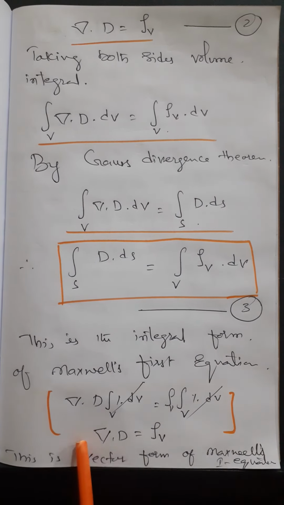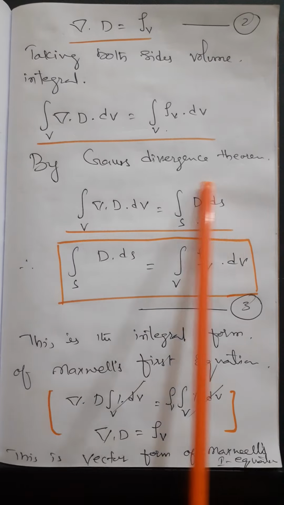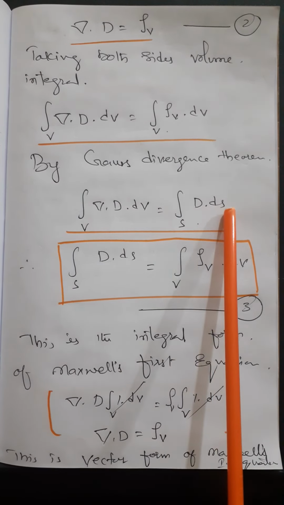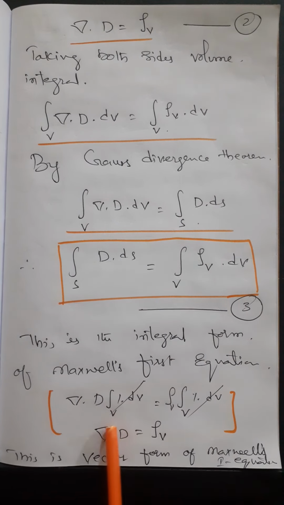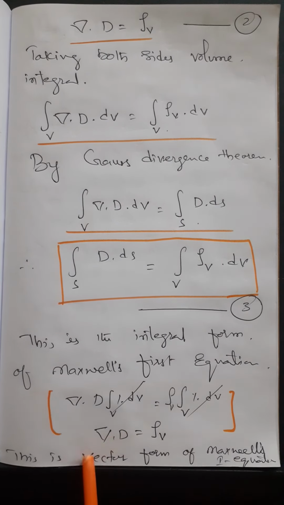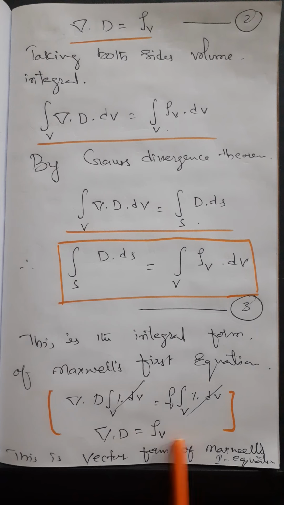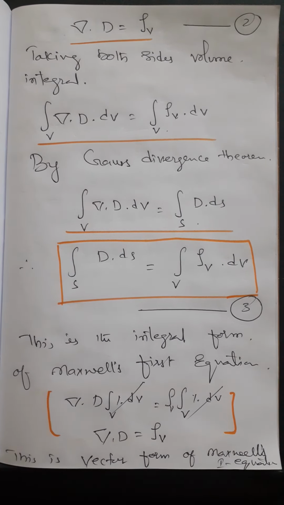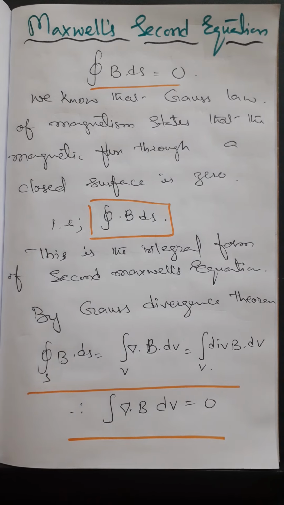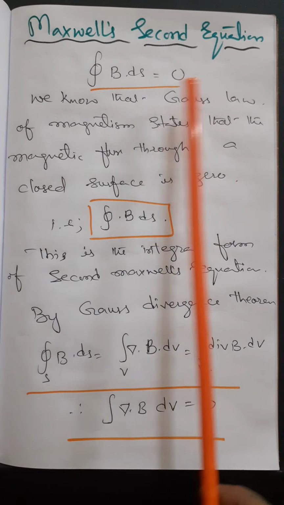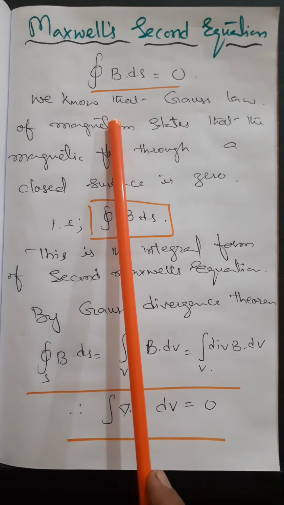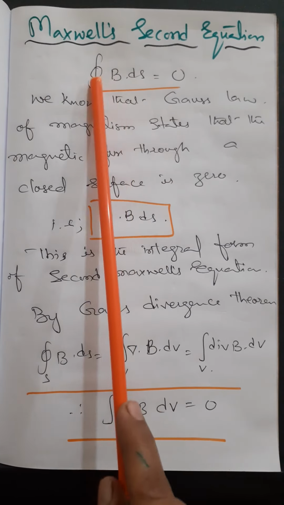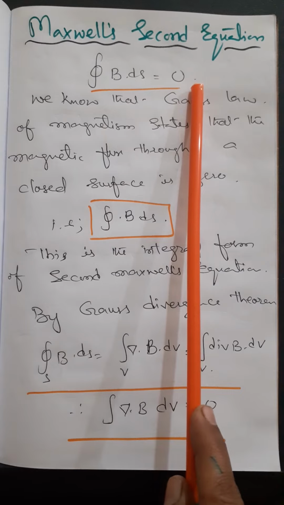Now the vector form. The vector form can be obtained simply from this equation: del dot D and rho v, and D dot ds. The integral of 1 dot dv on both sides gets cancelled, then del dot D is equal to rho v. So this is the vector form of Maxwell's first equation. Now Maxwell's second equation. According to Maxwell's second equation, the magnetic field over a closed surface is equal to 0.